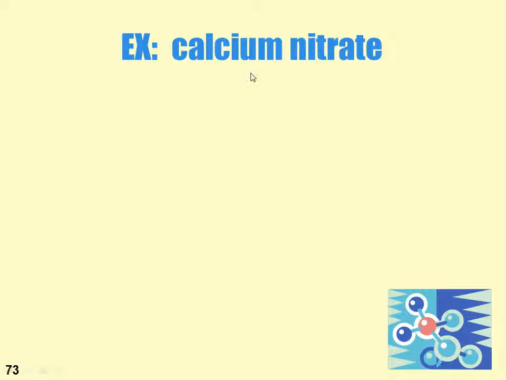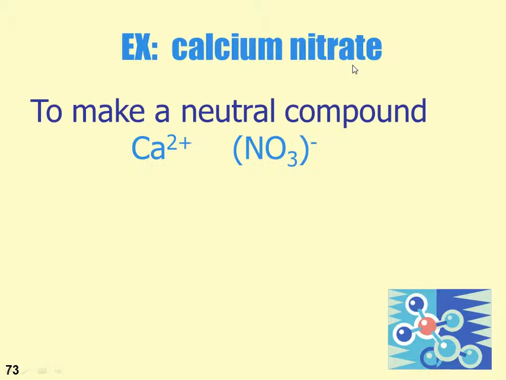So our first example is calcium nitrate. The first thing you want to do is write out calcium and its charge, which is Ca with a 2+ charge, and then write out nitrate that you find on the back of the periodic table. Nitrate is different from nitride. Nitride is just nitrogen. Nitrate is actually on the back of the periodic table.